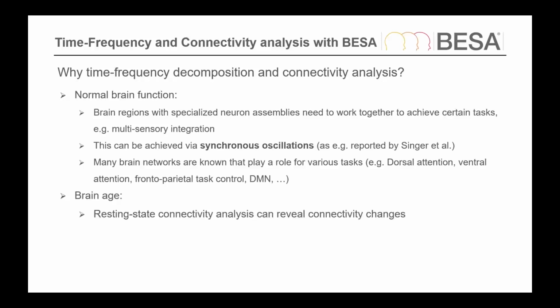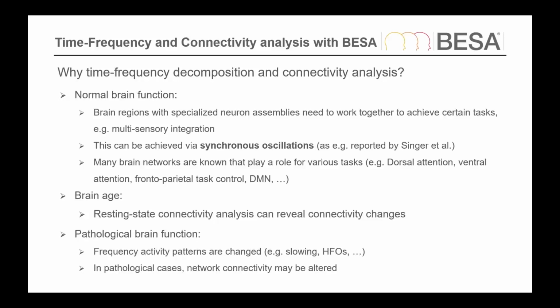A recent development was that brain age analysis became more popular, and this is usually done using resting state connectivity analysis that can reveal connectivity changes. And also in pathological brain function, we find sometimes that frequency activity patterns are changed. So typically frequency rhythms are slowing down with age. In other pathological situations like epilepsy, we can look for high frequency oscillations, etc. So all these are to do with rhythms and oscillations. And also in pathological cases, network connectivity may be altered.